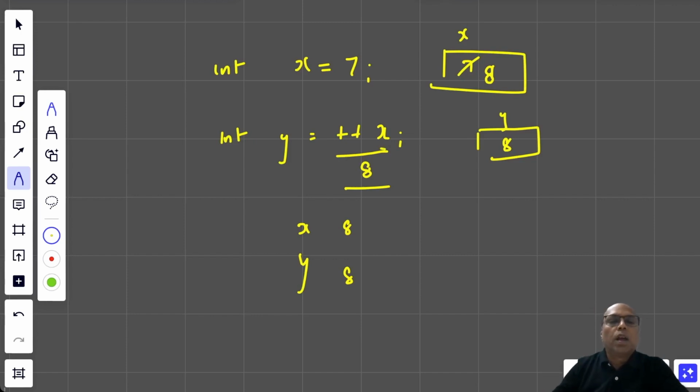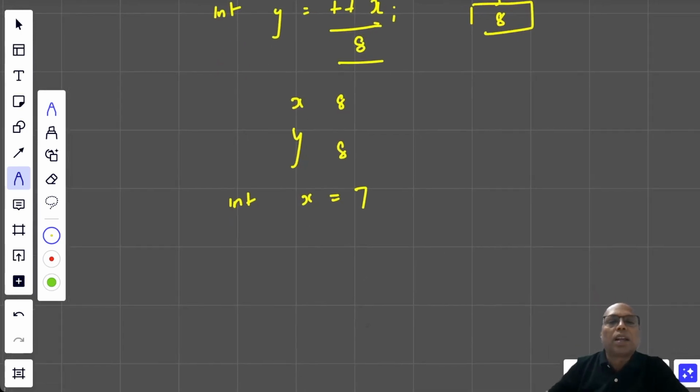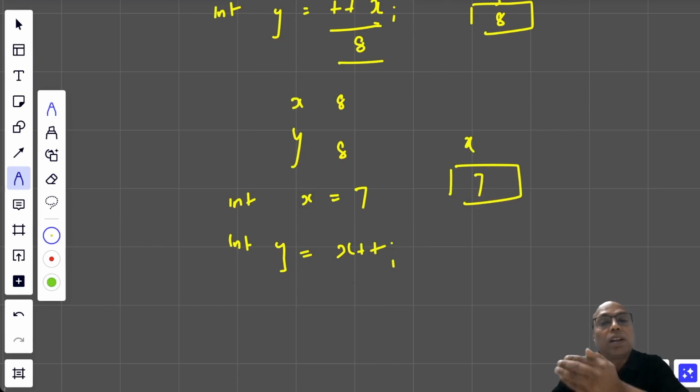Remember that. Now, if I write the same thing here, my integer x is 7, and I write int y = x++. What does it do? See here, my x value is 7. What does x++ do? Before it increases, it substitutes the value of x in the register. Then it goes to x and increases x by 1. This is called post-increment. Why is it called post-increment? It substitutes first, then it increments.